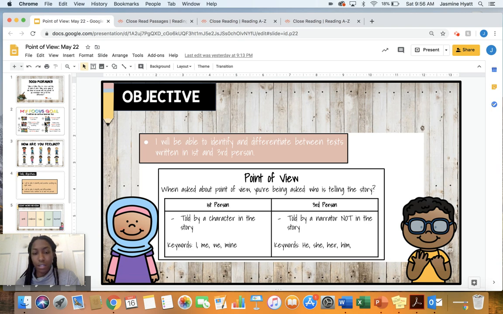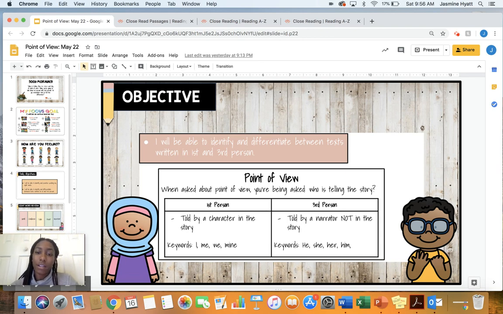So if it's written in first person, it's going to be told by a character in the story. So some pronouns that you might hear are I and me and we and mine. For example, if I had a story and I was like, once upon a time, I went to the forest and I met this witch. She gave me a potion that would make me happy forever. That's written in first person. You're hearing pronouns like I and me. I'm telling the story. You're hearing the keywords I, me, we, mine. Those are all telling you that it's written in first person because that's a character in the story.